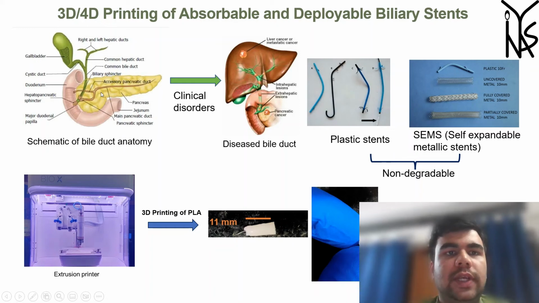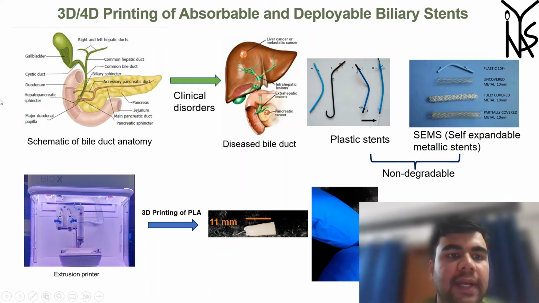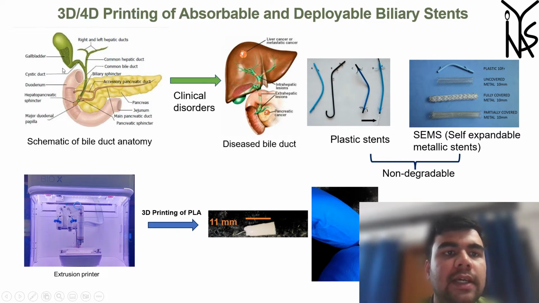...which is based on 3D/4D printing of absorbable and deployable biliary stents. So this is a schematic of bile duct anatomy in humans. The bile duct connects the gallbladder to the pancreas, and it transports bile between these organs. Bile is an important digestive fluid.